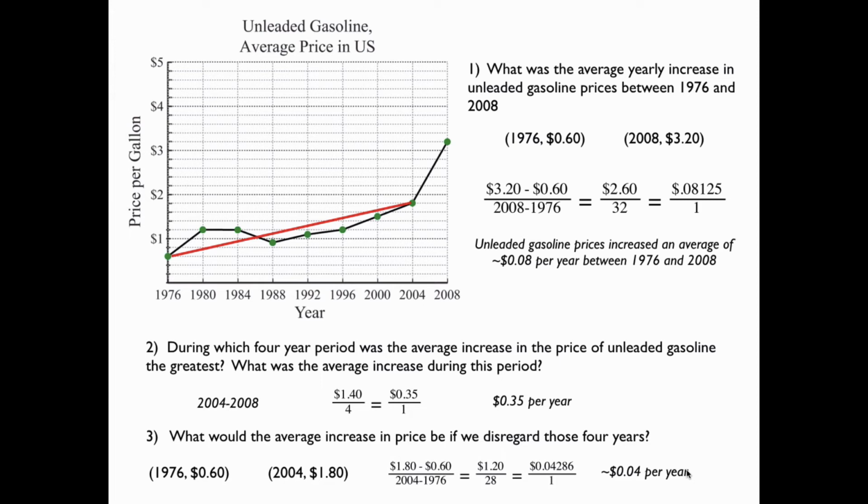All right, and this example is just to kind of give you some practice using and calculating average rate of change, seeing it in a context, but it's also a secret lesson on outliers. This 4-year period almost doubled the average rate of change. So if you wanted to know how do gas prices normally increase, you could make the argument that this analysis would give you a better idea.